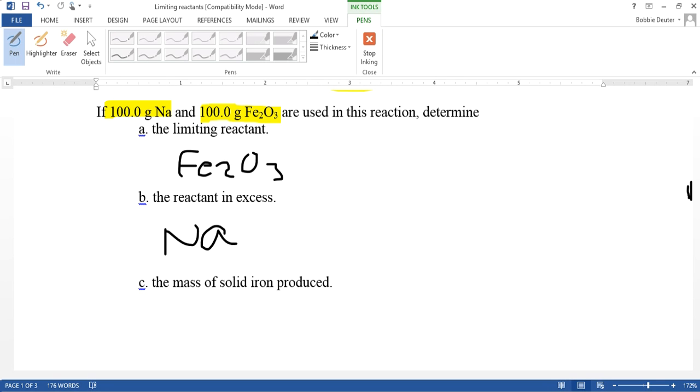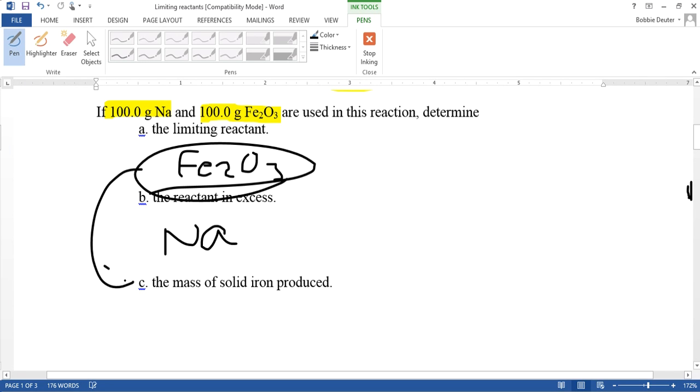If we have two masses that we started with, which one do we want to use? Well, it's like baking cookies. Trying to figure out how many dozen cookies you're going to bake, but you only have one bag of chocolate chips. You don't want to use the bag of flour to determine how many chocolate chip cookies you're going to make, because they're not going to be very chocolatey. So we want to go with the one that's limiting. So we always use the limiting to determine the mass of anything.